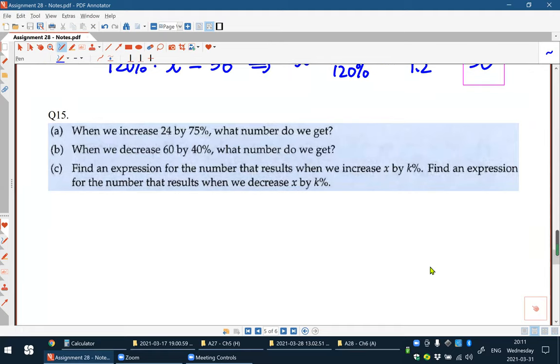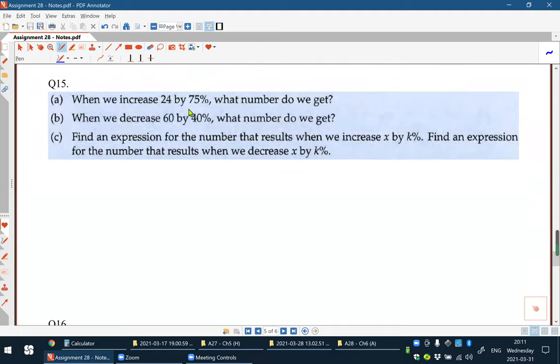Okay, let's see the next one. When we increase 24 by 75%, what number do we get? If you increase a number by some percent, how do you calculate the new number? According to the definition, this is the original number times 1 plus the percent increase, so 24 times 1 plus 75%. This is the new number, which is 42.